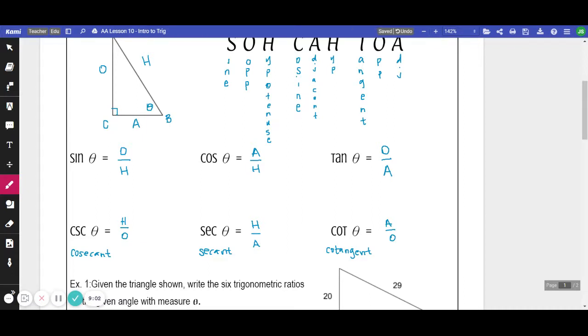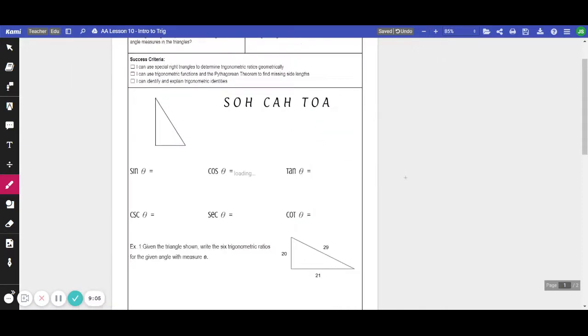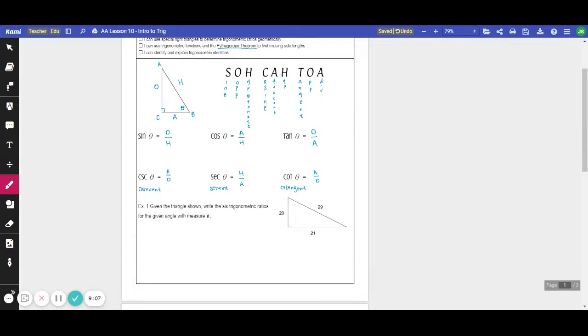So let's show you how this actually works. I'm going to shrink my notes a little bit here so that you can see it all as we're doing this. So here's an example. And it's not really finding anything. It's just having us practice identifying sides and setting up the ratios and things like that. So given the triangle shown, write all, meaning six of these, trig ratios for the given angle with measure theta. So I couldn't write the theta in there in my notes, but let's say this is theta down here. Actually, let's not. Let's do the other one just because that'll push us just a little bit.